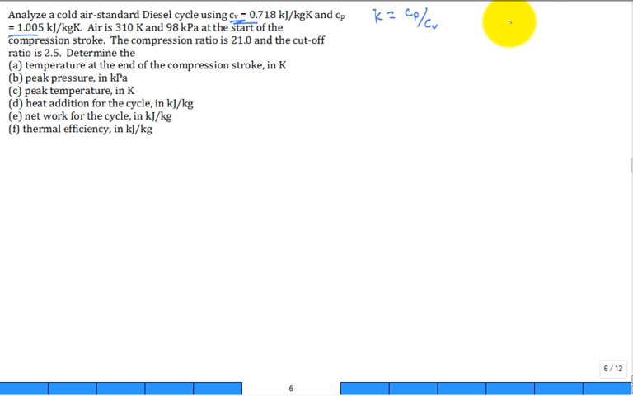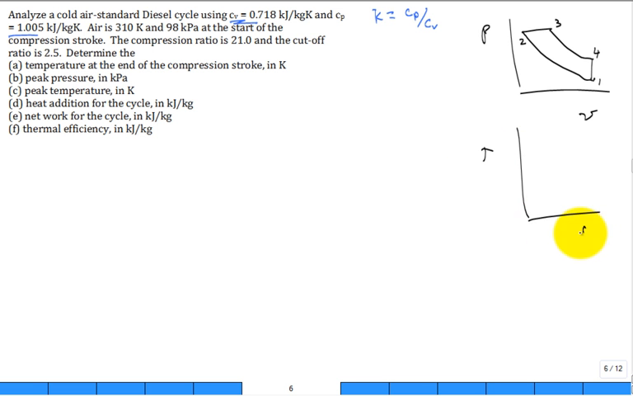So quickly you want to make a sketch again on the PV diagram. Here's 1 to 2 to 3 to 4, down again. 1, 2, 3, 4. You could also make the TS diagram sketch as well. It'll just look like temperature entropy. 1 to 2, 2 to 3, 3 to 4, 4 down to 1. Now, what is the temperature at the end of the compression stroke? We're asked to calculate T2.